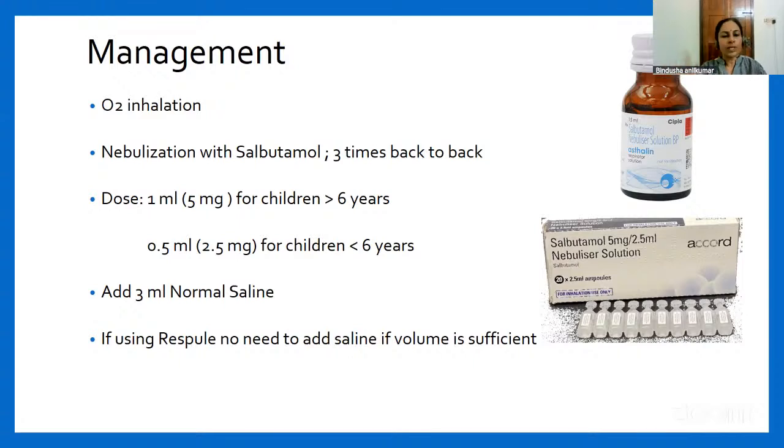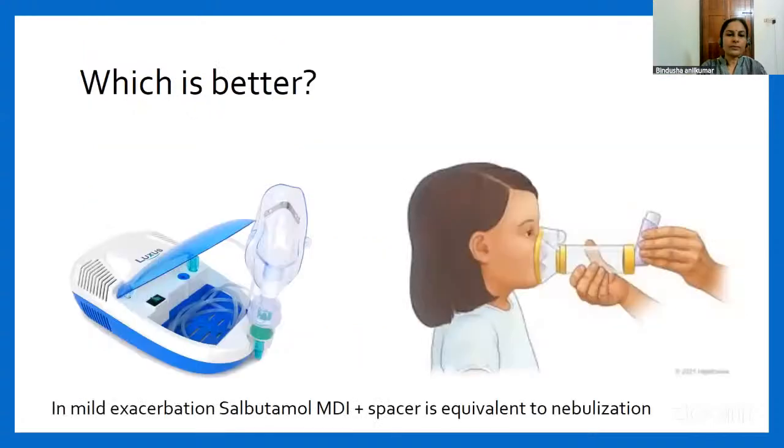Between 3 to 5 ml. And if it is a respule, you need not add saline if the volume is sufficient. Respules usually come in 2.5 ml. So you may add 0.5 ml or so, or you may not even add if your nebulizing chamber is small. And you will have to nebulize the patient with salbutamol.